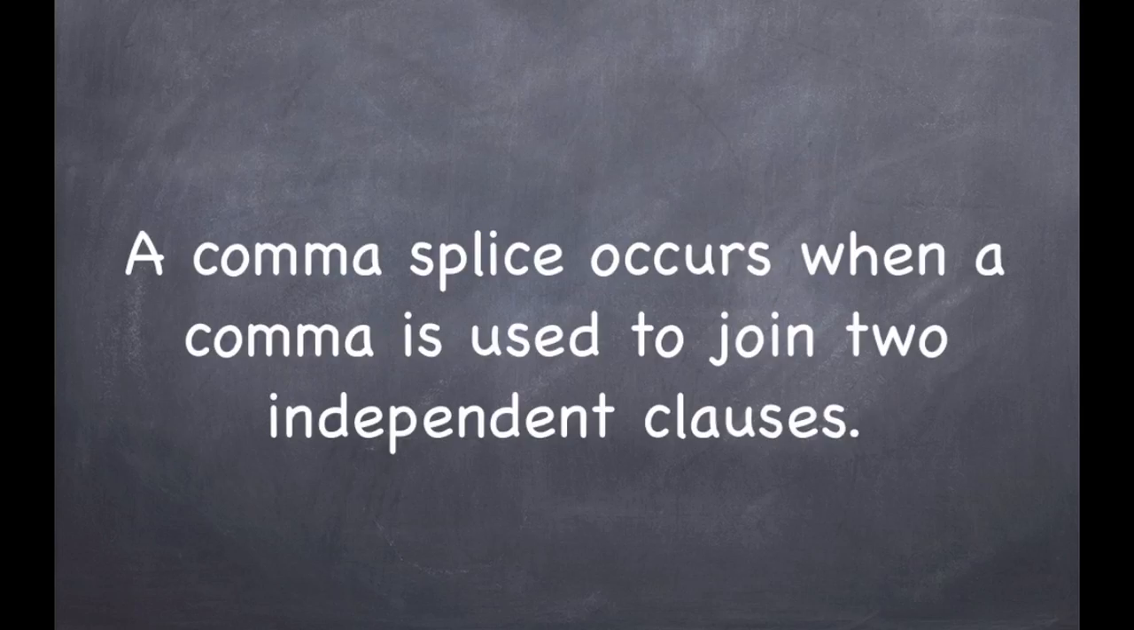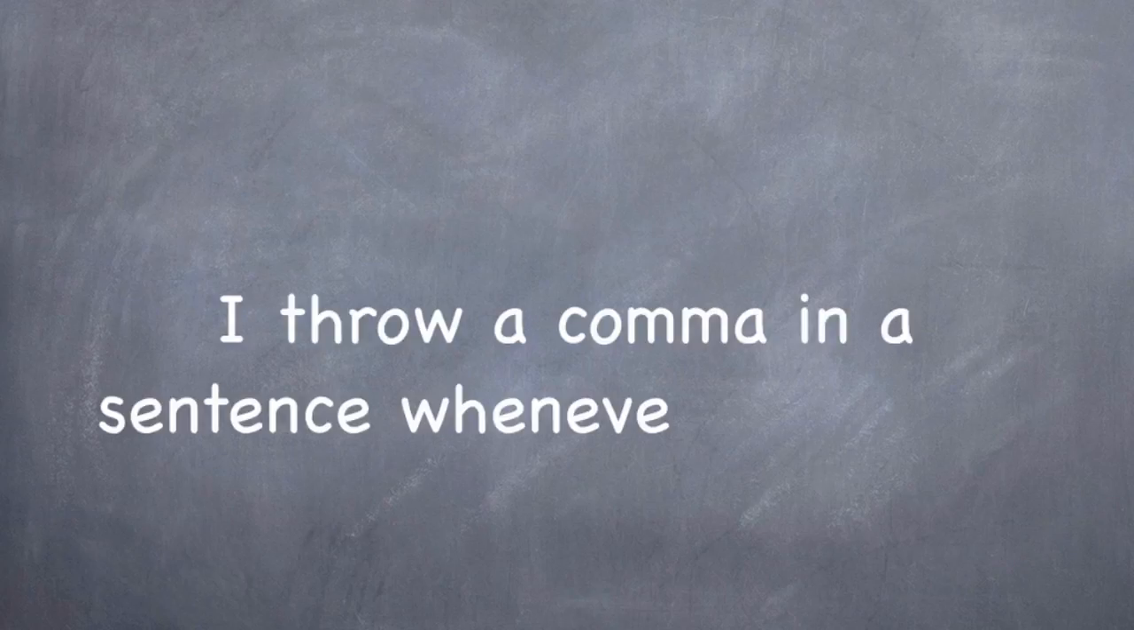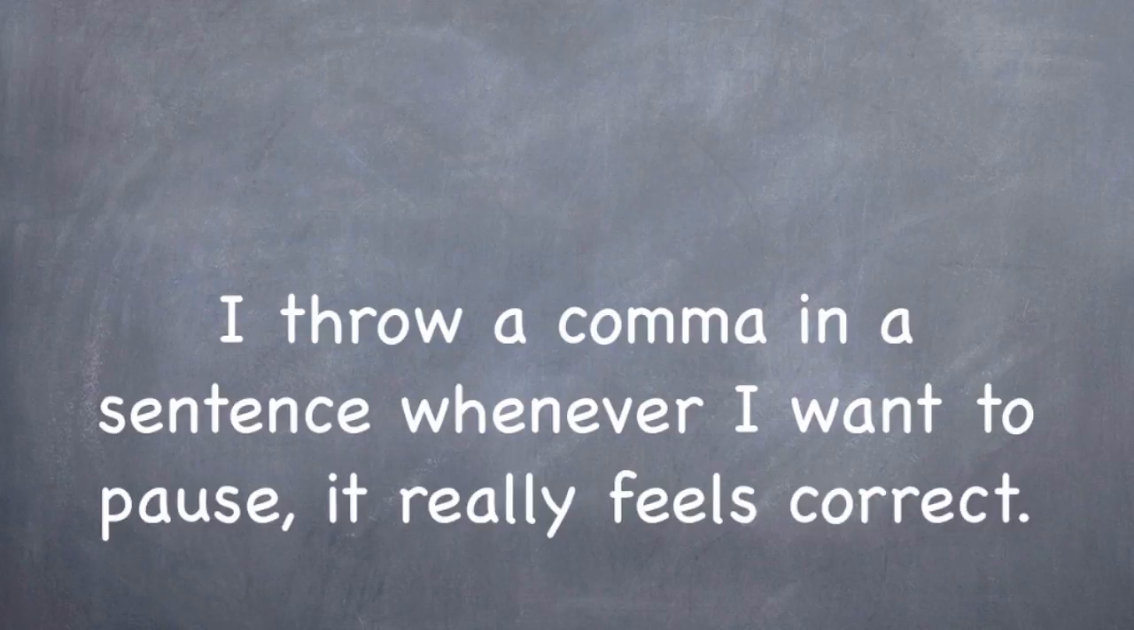So when does a comma splice occur? A comma splice occurs when a comma is used to join two independent clauses. Basically, you're joining two sentences that are complete by themselves, and you're merging them into one incorrectly punctuated stream of sentence. Here's an example of a comma splice placed in a sentence where you would normally take a deep breath in. I throw a comma in a sentence whenever I want to pause, it really feels correct. So what I did there was I put a comma between two independent clauses.